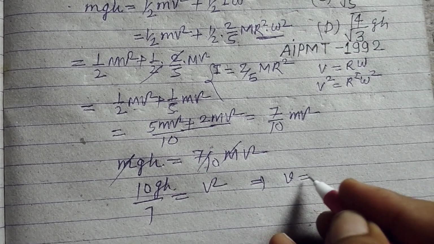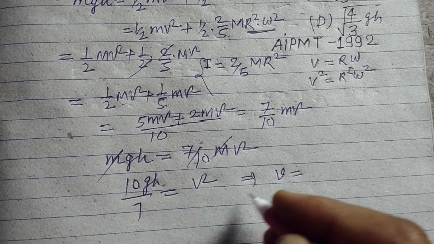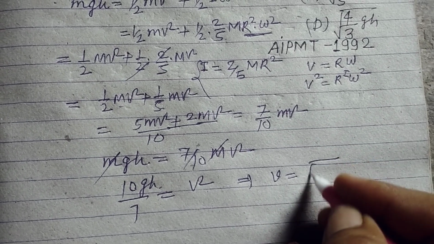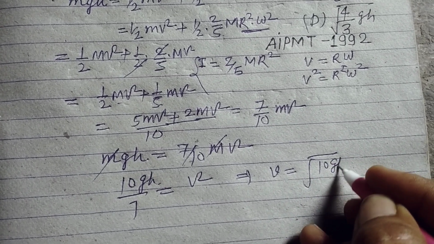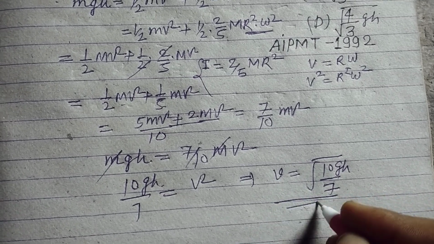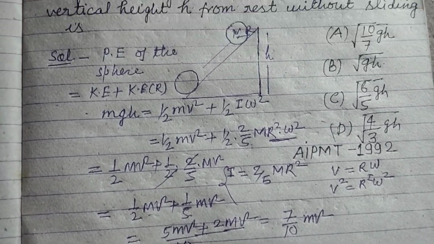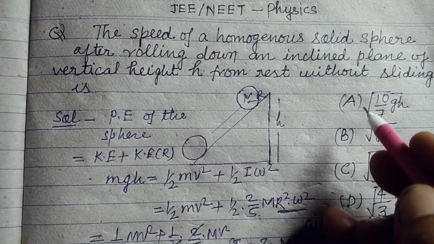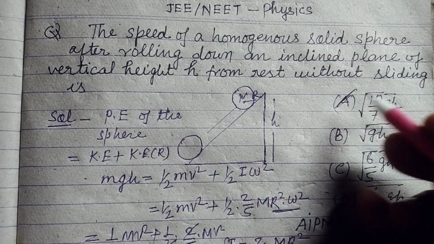Therefore the velocity of the solid sphere is under root 10 gh upon 7. So student, the answer of this question is found in option A of this question.